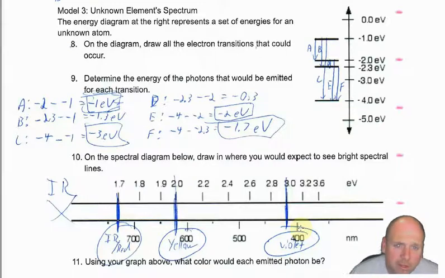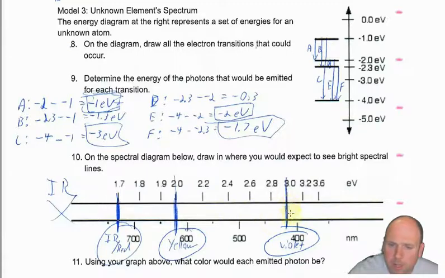So let's look at A. A, negative 1 electron volt. Nope, that's below the 1.7. That's in the infrared range, and we're not going to see it. B, negative 1.3 electron volts. Nope, that's below that 1.7 that's on the plot, so we wouldn't see it. That'd be infrared. C is -3 electron volts. That one definitely would show up. And it would show up in the violet, or right there below 400, so I call that violet.